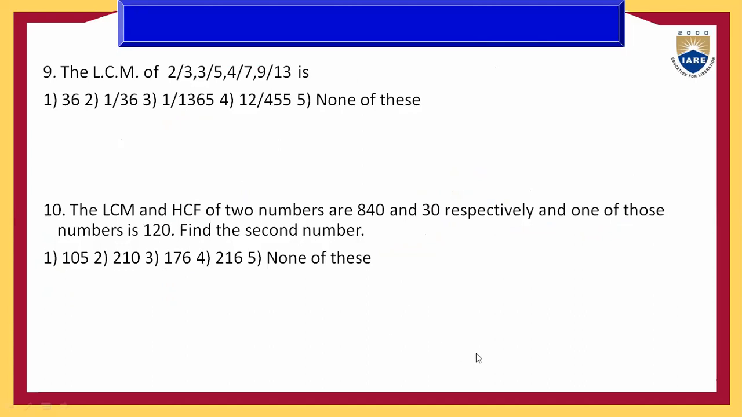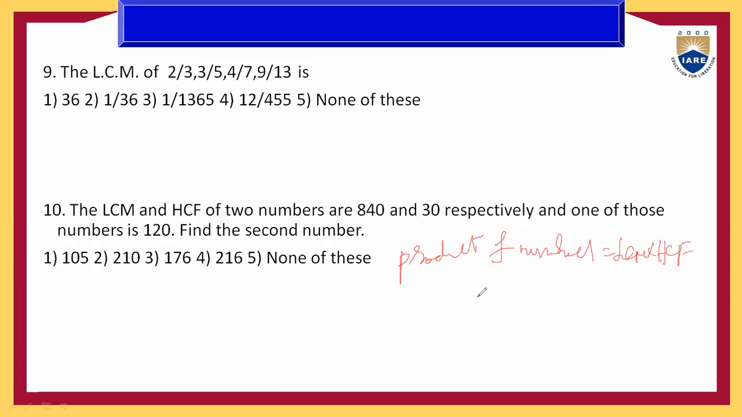Next, here we see the 10th problem. The LCM and HCF of two numbers are 840 and 30 respectively, and one of those numbers is 120. Find the second number. Generally, the formula for this one is: product of two numbers equals LCM into HCF.